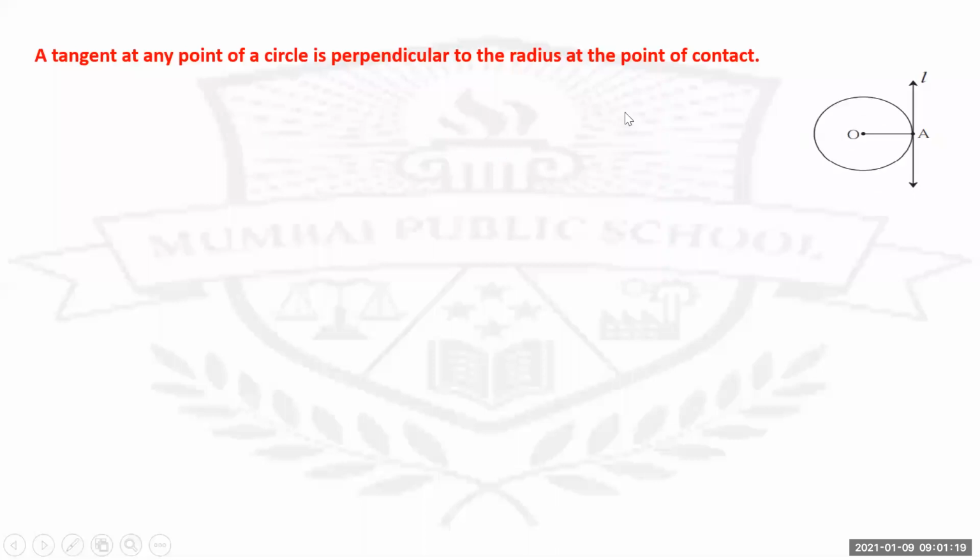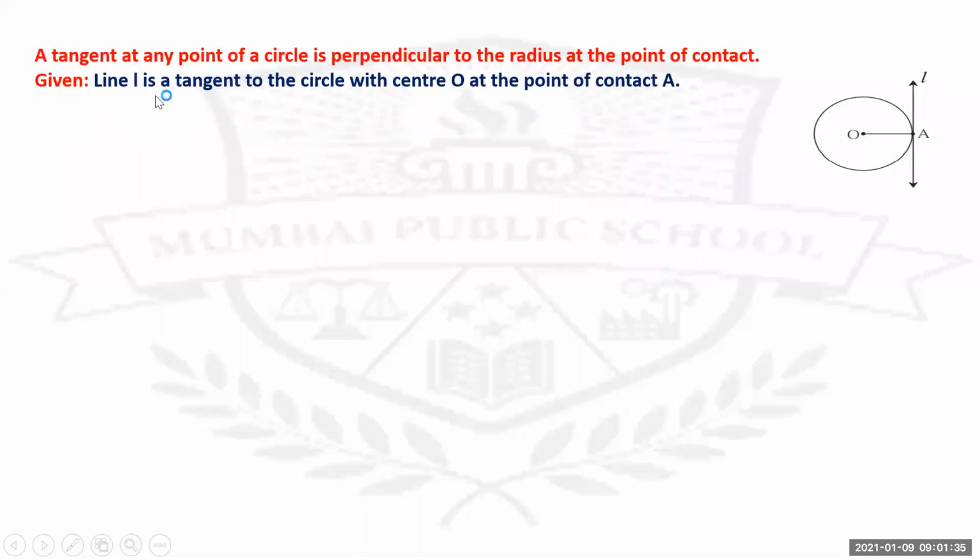Understand, this is the figure of this. Check the tangent at any point. Say line L is the tangent, point A is the point of contact and OA is the radius. We have to prove that L is perpendicular to OA. Given: line L is the tangent to the circle with center O at point of contact A. To prove: line L is perpendicular to radius OA.